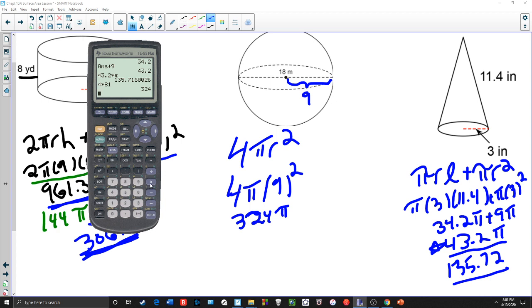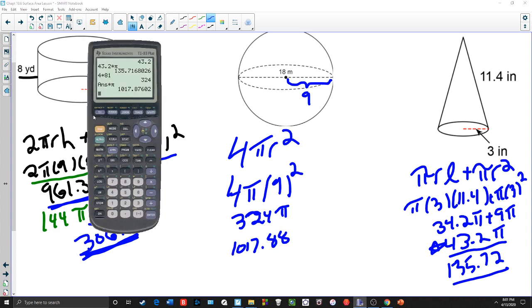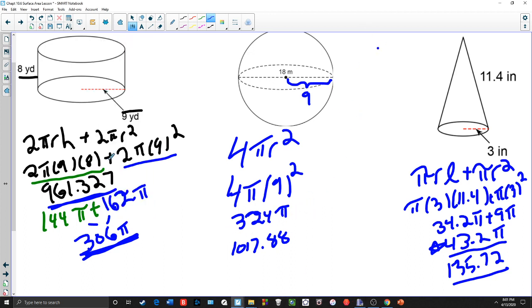The answer as a decimal would simply be taking that times the pi itself, and I get 1017.88. Again, that's a rounded answer because the 6 rounds the 7 up to an 8, whereas this is an exact answer because I didn't have to round, I just left the pi in there. And again, these will all be in square units. This would be in yards squared, this would be in meters squared, and this would be in inches squared because it is an area measurement.